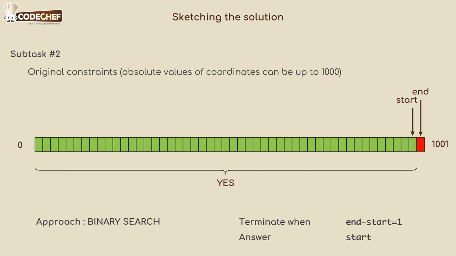If we would have started with end equal to 1000, then the answer we would be getting using this approach would be 999, which is the wrong answer. That's why we have taken 1001 as the upper limit.